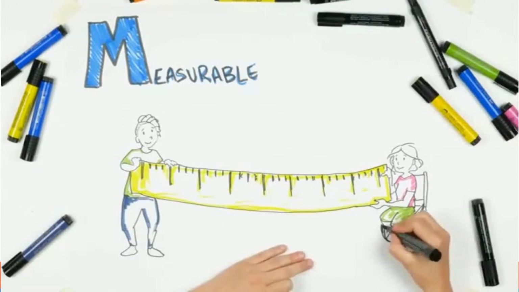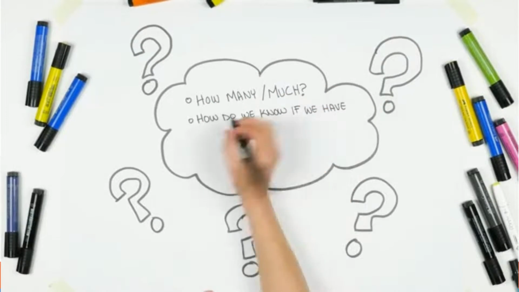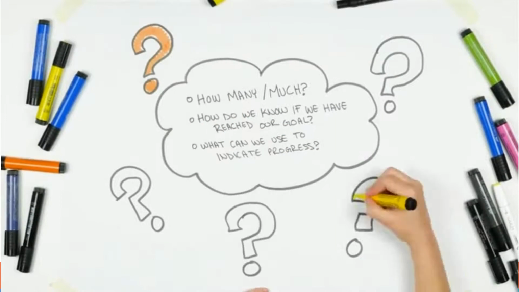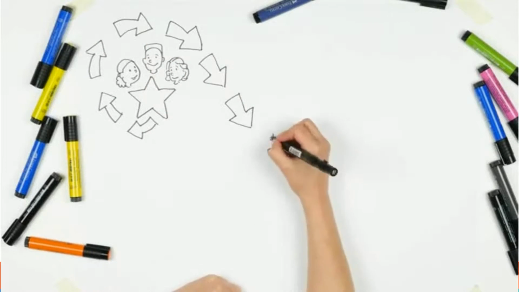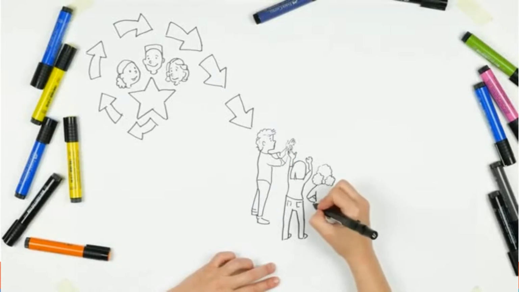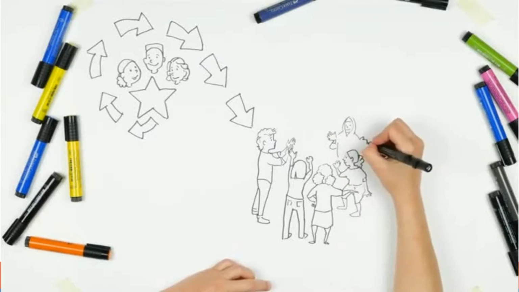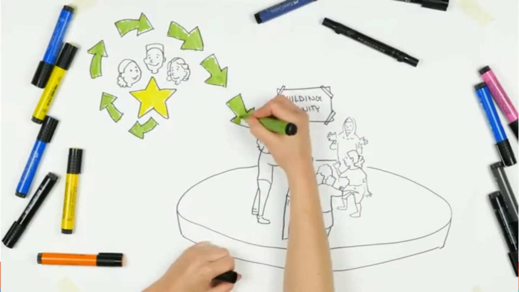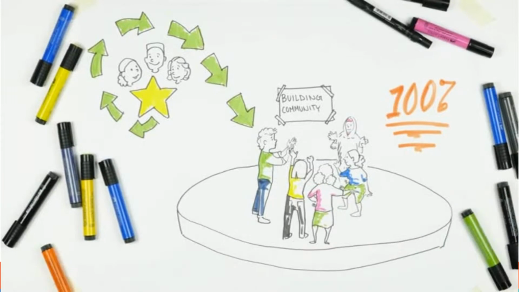To make a goal measurable, ask, how many, how much? How do I know if I have reached my goal? What can I use to indicate progress? So, we know we want to increase youth's sense of belonging and opportunities for them to get to know peers and staff. To achieve this, we want 100% of staff to participate in the Building Community Workshop designed to teach staff how to intentionally provide structured opportunities for youth to get to know each other. The percentage of staff who participate in the workshop is measurable.